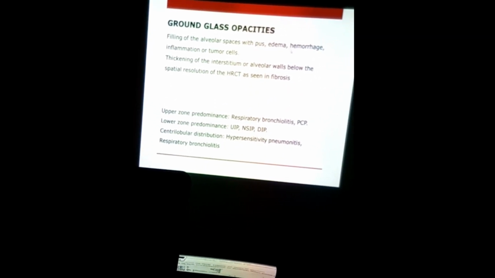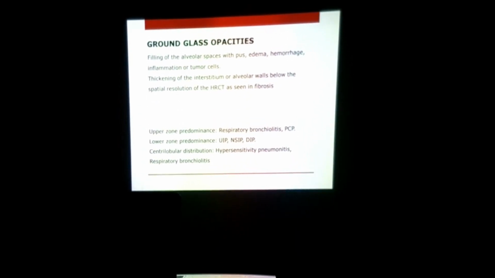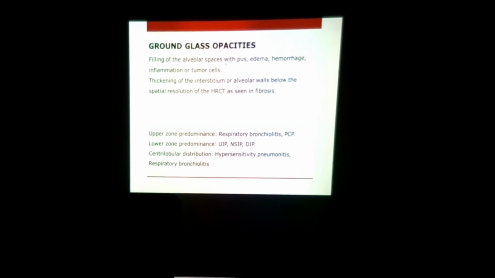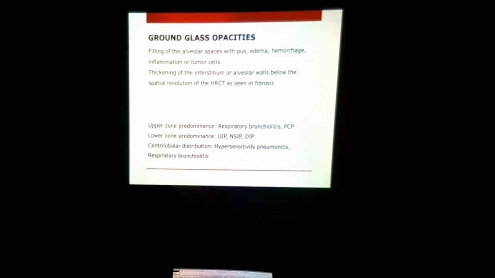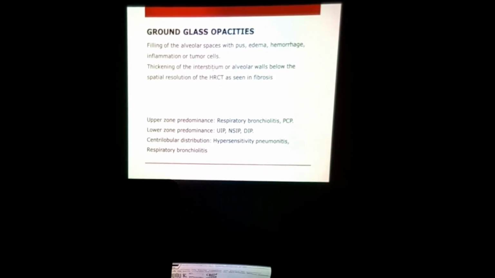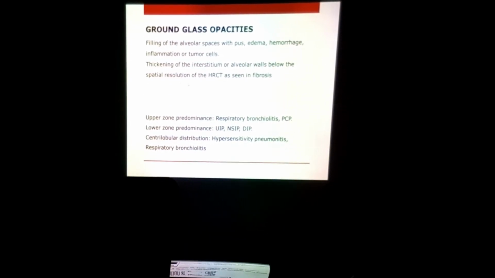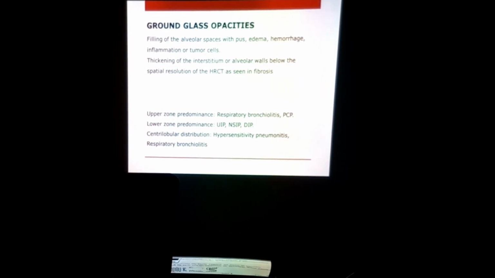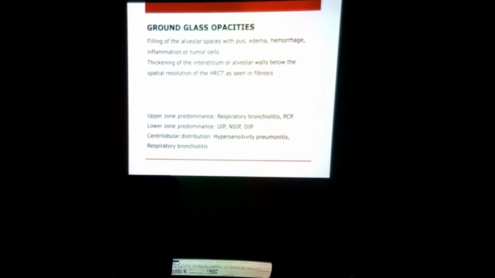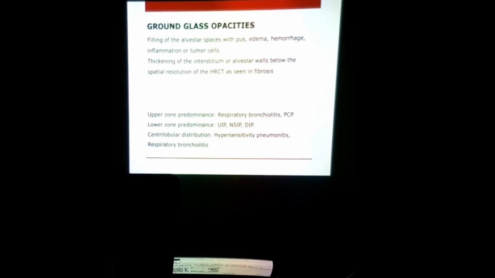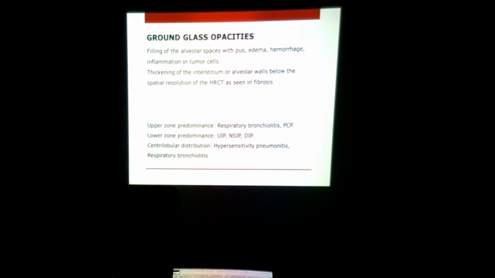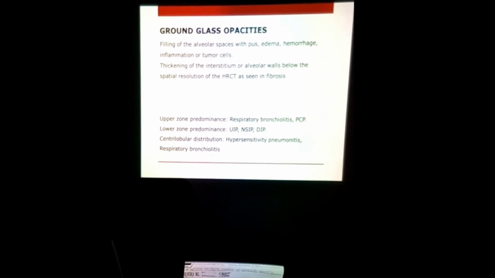Okay. What are ground glass opacities? When the alveolar air is replaced by pus, fluids, hemorrhage, inflammation or tumor cells, you get ground glass opacities. Thickening of the interstitium or alveolar walls below the spatial resolution of the HRCT, as seen in fibrosis. If ground glass opacities are present in the upper zone, think of respiratory bronchiolitis or PCP. If they are present in the lower zone, you should think of UIP, NSIP. Centrilobular distribution is present in hypersensitivity pneumonitis or respiratory bronchiolitis.